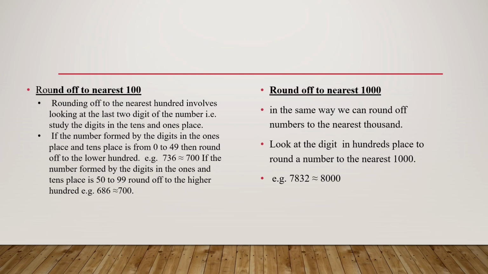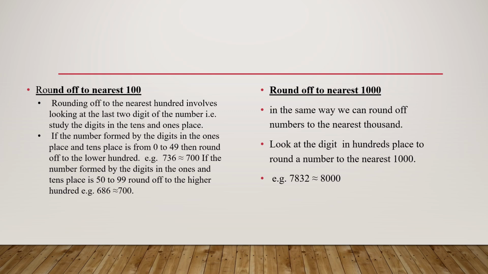Rounding off to the nearest 100. Rounding off to the nearest 100 involves looking at the last two digits of the number, the digits in the tens and ones place. If the number formed by the digits in the ones place and tens place is from 0 to 49, then round off to the lower 100. For example, 736. Now look at the digits in the ones and tens place, which is 36. 36 is less than 50, so we will round down to the lower 100. So 736 will be 700 when rounded off.